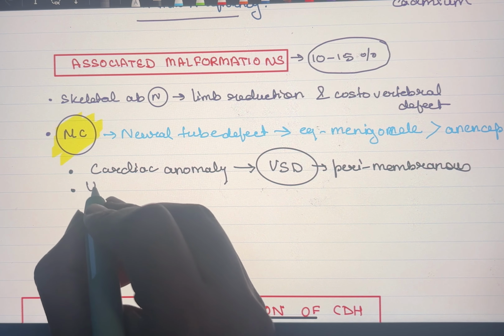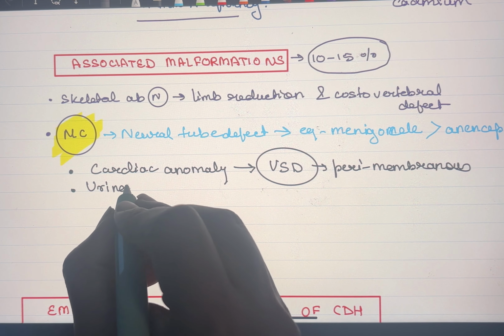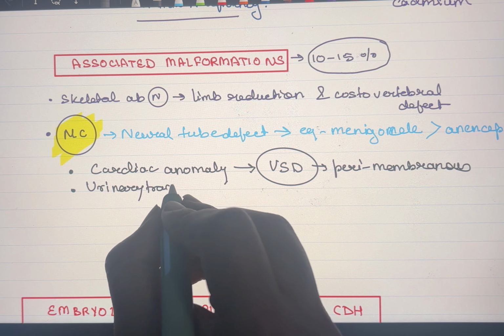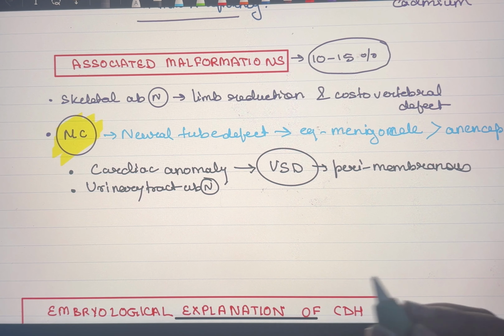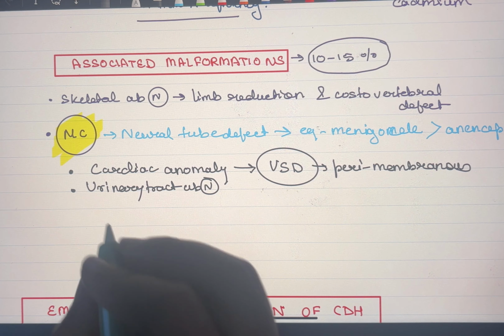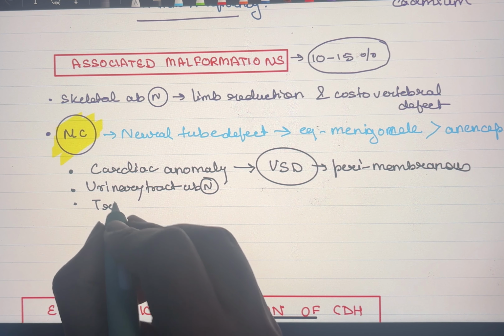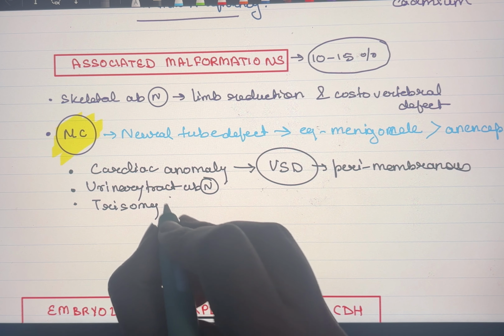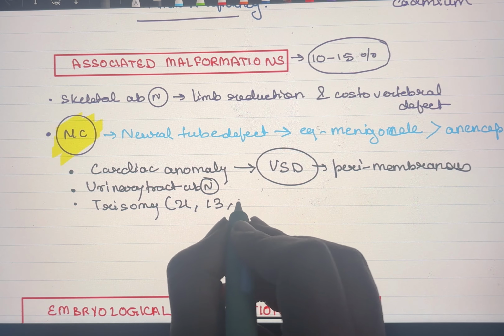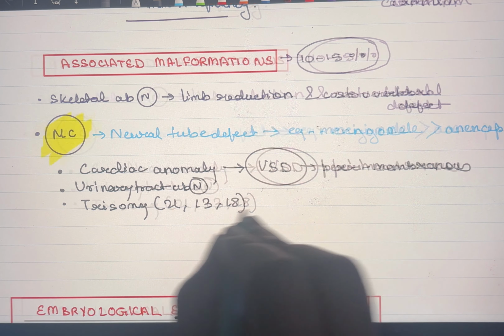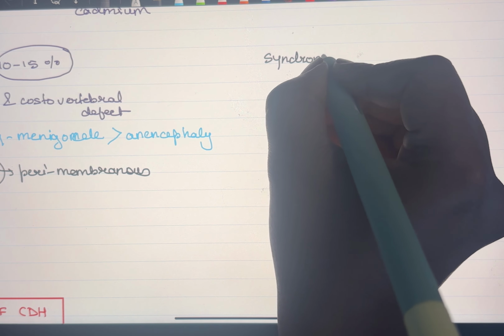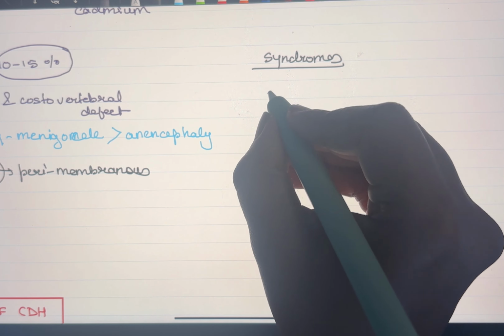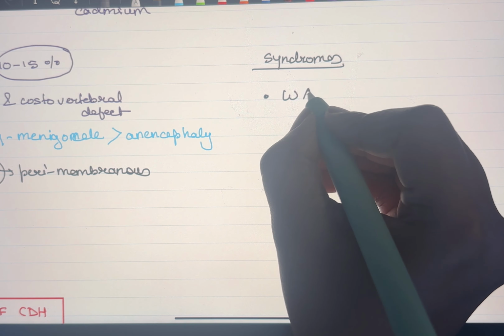And there may be urinary tract abnormality. There might be abdominal wall defects like omphalocele and gastroschisis. Malrotation may be present. Then trisomy of chromosome 21, 13 and 18. And apart from that, what are the syndromes that are associated? The syndromes that are associated are WAGR syndrome.